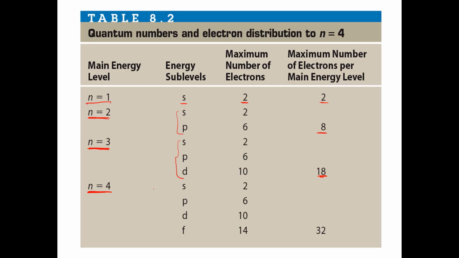For n equals 4, we had 4 subshells, S, P, D, F. S holds 2 electrons, P 6, D 10, and F 14. If we add together these 4 numbers, we will get 32, which is the maximum number of electrons in the 4th energy level. Now we are going to represent the information of the previous table in a diagram.